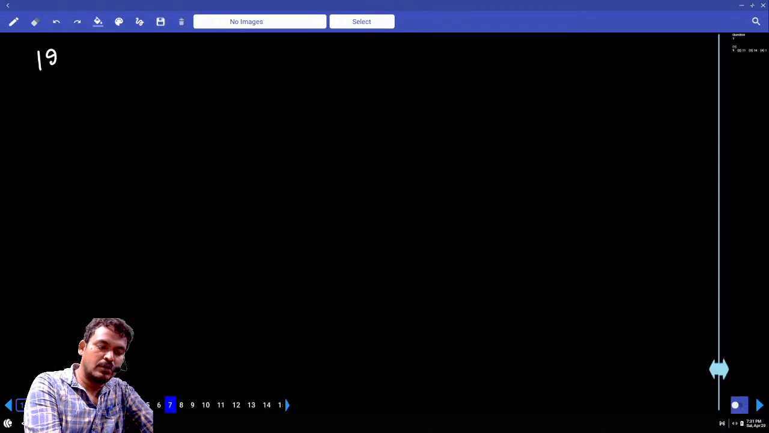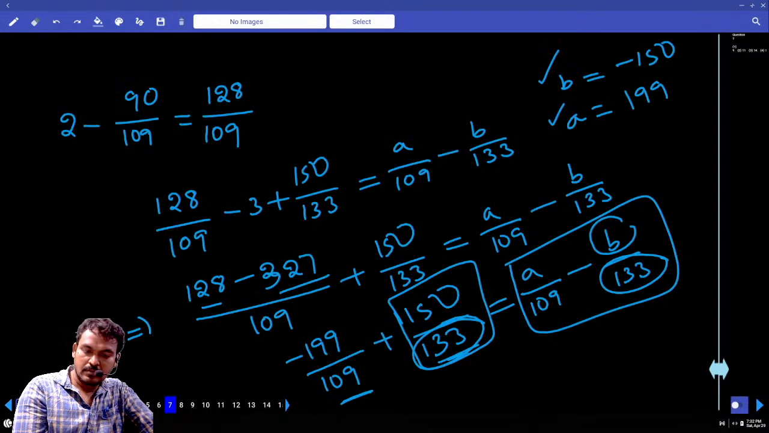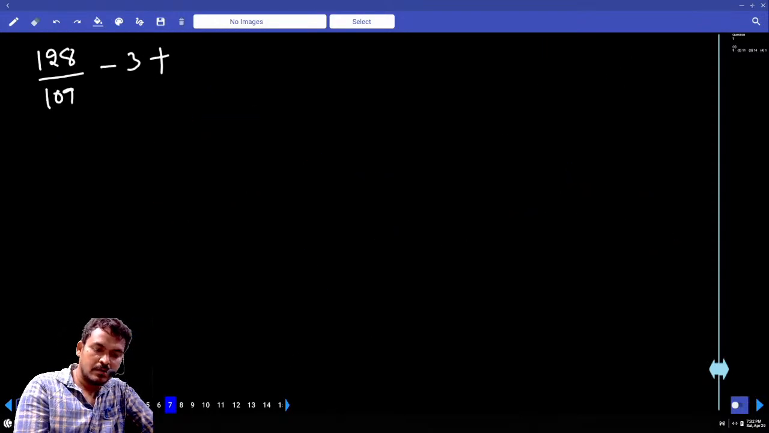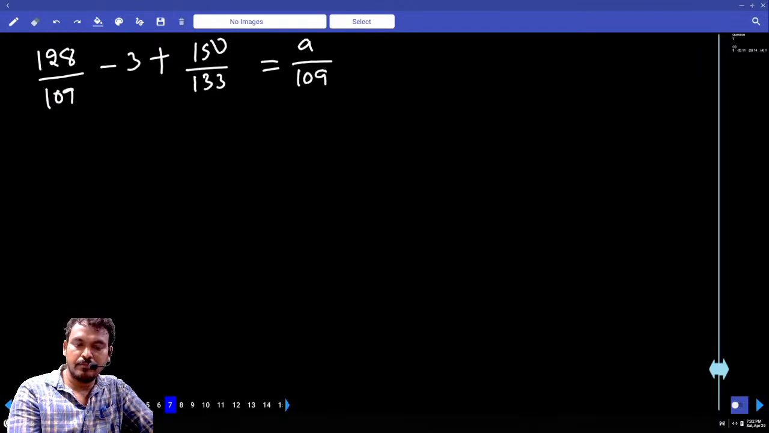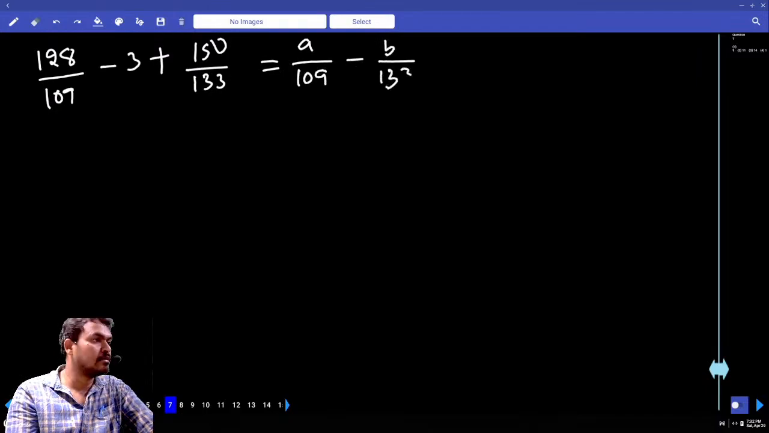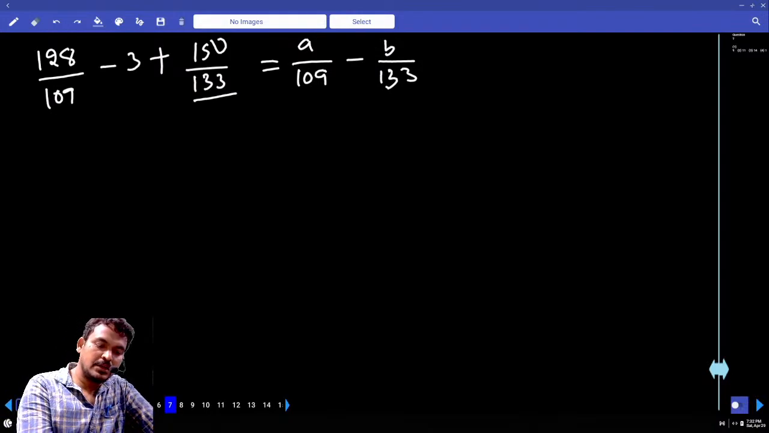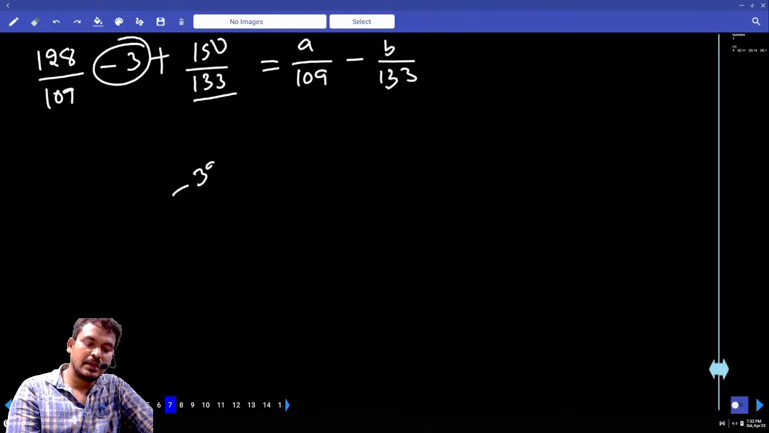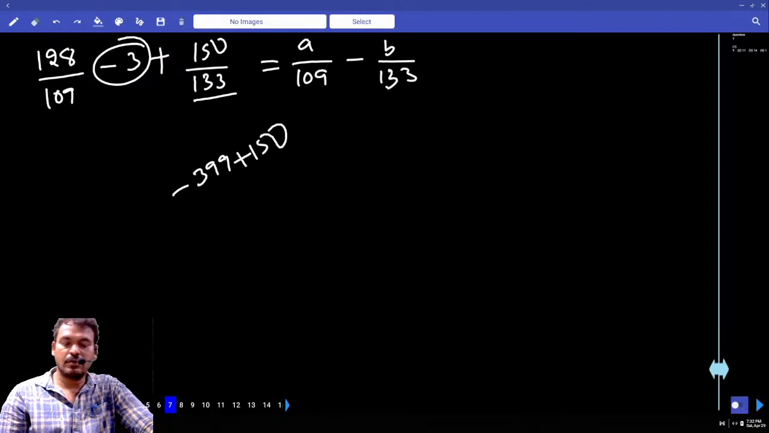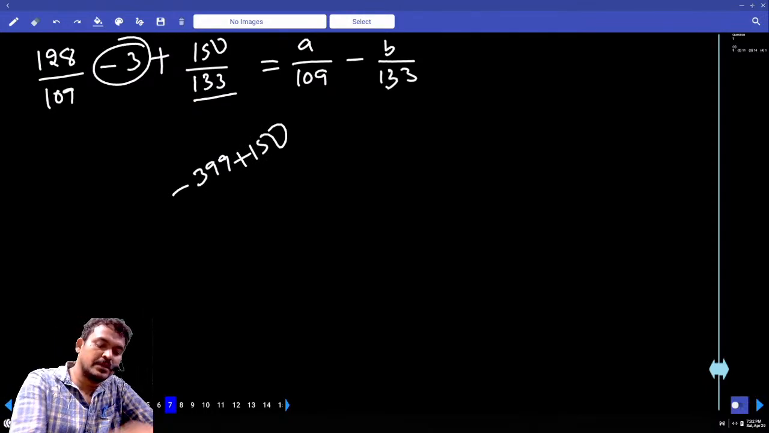What is the value? 128 by 109 minus 3 plus 150 by 133 equal to A by 109 minus B by 133. 133 into 3, how much? 399. Minus 399 plus how much value? 150. What is the remaining? 249, minus 249 or plus 249?